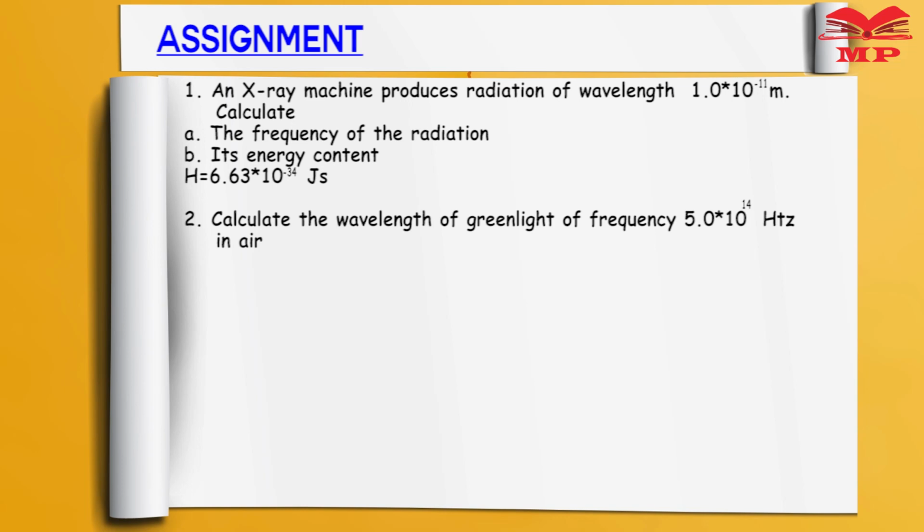And in this question, you have been given the value of H, which is the Planck's constant, as 6.63 times 10 power negative 34 joules second. So you should work that one out.